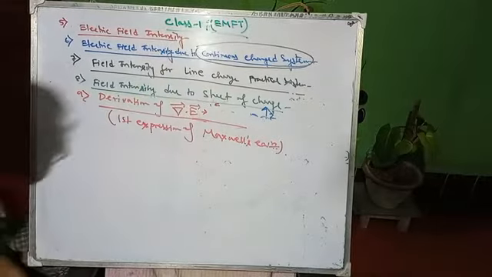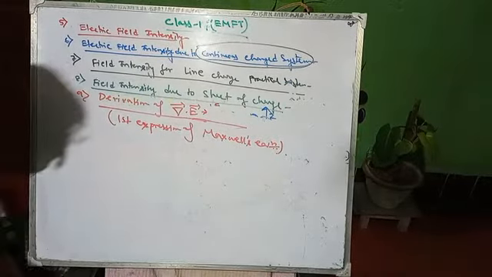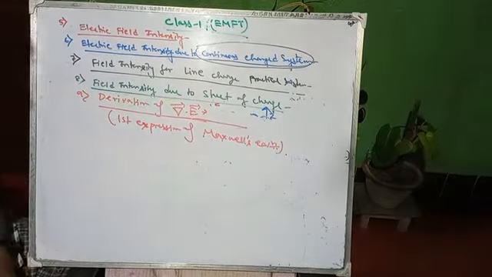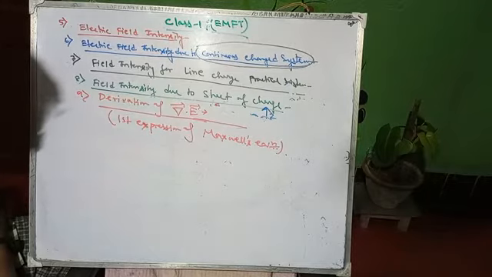Okay. So that is the derivation of divergence of E. That is the first expression of Maxwell. There are four expressions for Maxwell. So today I will start the first expression.